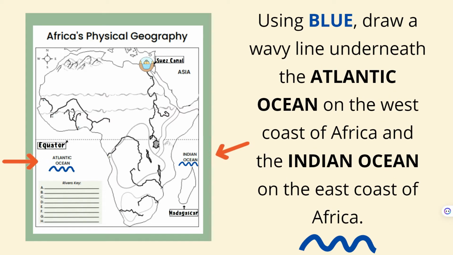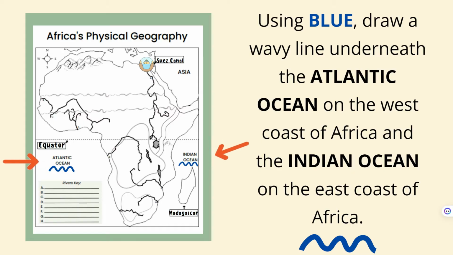Next, we're going to start using our colored pencils. We're going to start with blue. Any shade of blue can be used here. We are going to label the oceans that border the continent of Africa. Because they're already written in our map, we're going to identify them with a blue squiggly line to represent a wave. Off the west coast of Africa, find where it says Atlantic Ocean. Draw a blue squiggly line underneath the Atlantic Ocean.